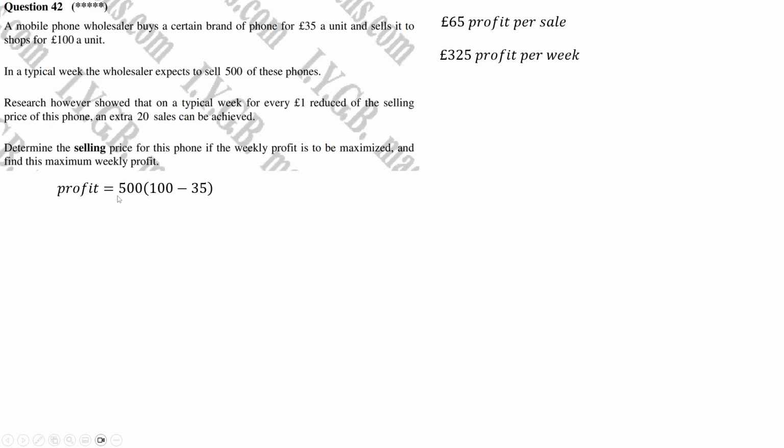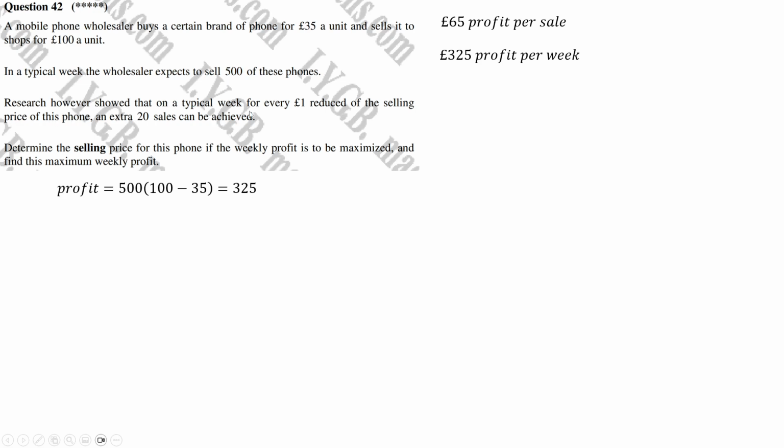So how often is it? It's 500 in a week, and then it's the cost of the phone for the customer, subtract the cost of the phone for the wholesaler. If you do this, you'll get the exact same thing as here, the same 325, by the way. But this is actually more useful because we can say now that, well, let's just see what it says.